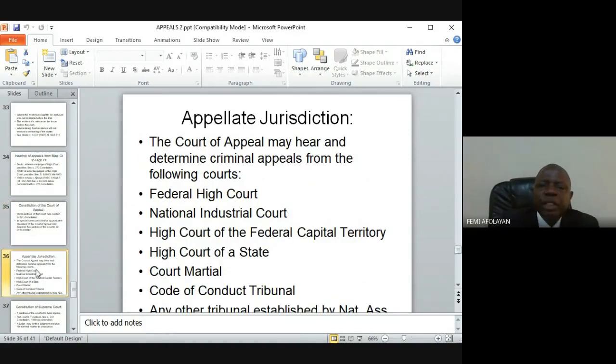Appellate jurisdiction. The Court of Appeal may hear and determine criminal appeals from the following courts: the Federal High Court, the National Industrial Court of Nigeria, High Court of the Federal Capital Territory, High Court of a State, Court Martial, Code of Conduct Tribunal, and any other tribunal that is established by the National Assembly.